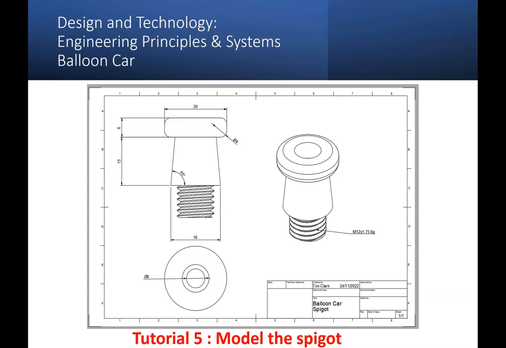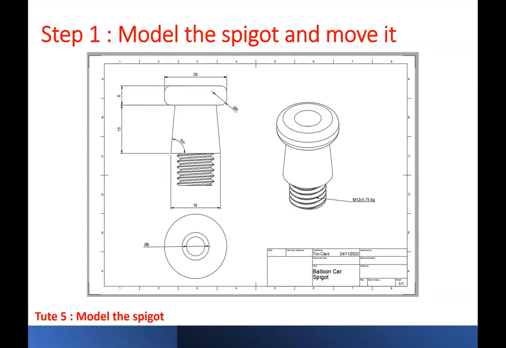Tutorial 5, modelling the spigot. Now, when we model the spigot, we're going to be creating something that attaches to the balloon. It's going to be a set size. We don't need to change these settings at all. And we're going to be working through making that spigot the exact sizes that we see here.